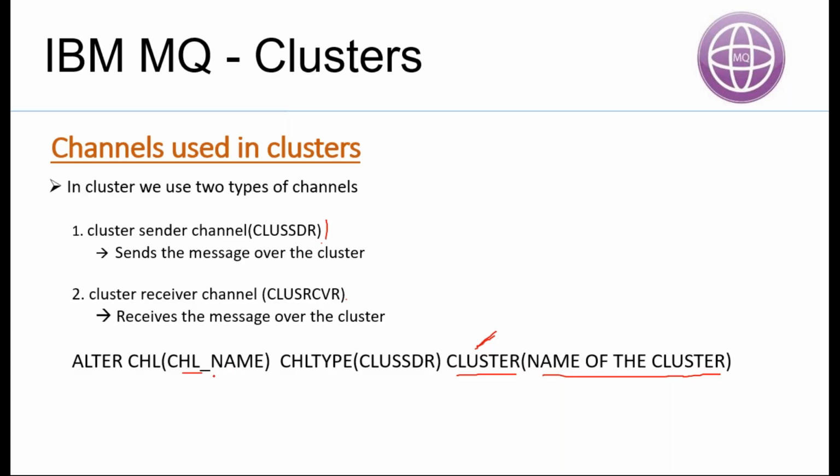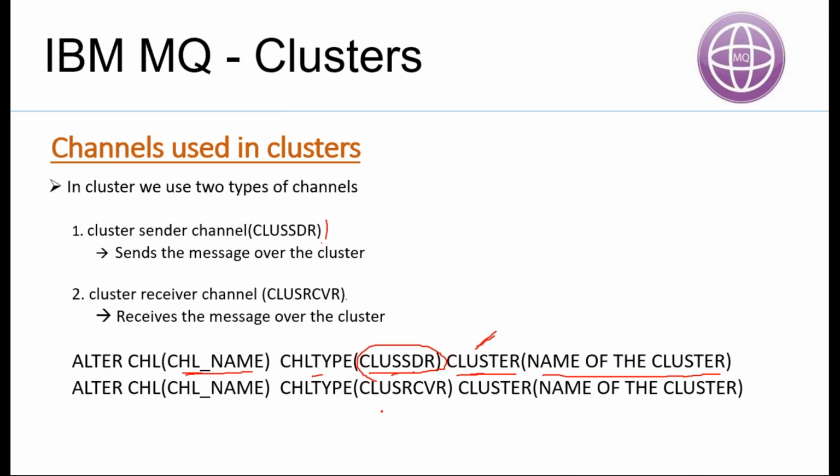So alter channel name, channel type plus SDR. It means I am altering a cluster sender channel. So this channel is a cluster sender channel and I am altering the cluster property. And if I want to make a cluster receiver channel a member of the cluster, you need to alter your cluster receiver channel name. That channel type is going to be cluster receiver and the cluster is going to be the name of the cluster, so that the cluster sender and cluster receiver will become members of the cluster. Done.